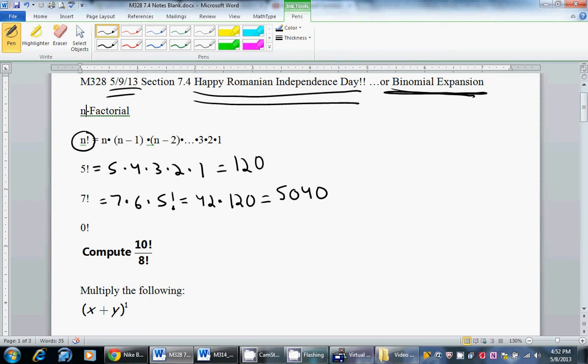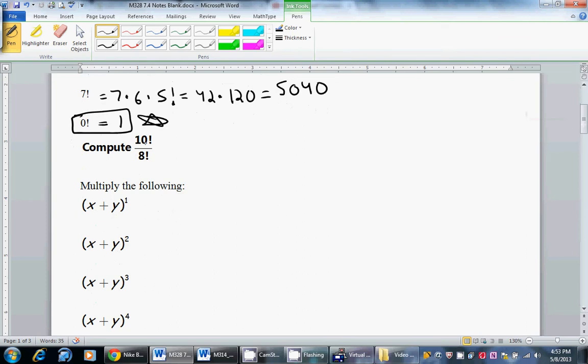Okay, and now here's kind of a quirky property of factorials. 0 factorial is 1. I know that doesn't make any sense, but you'll see why 0 factorial is called 1 with what we're going to do in a little bit. And now here's another example, 10 factorial divided by 8 factorial.